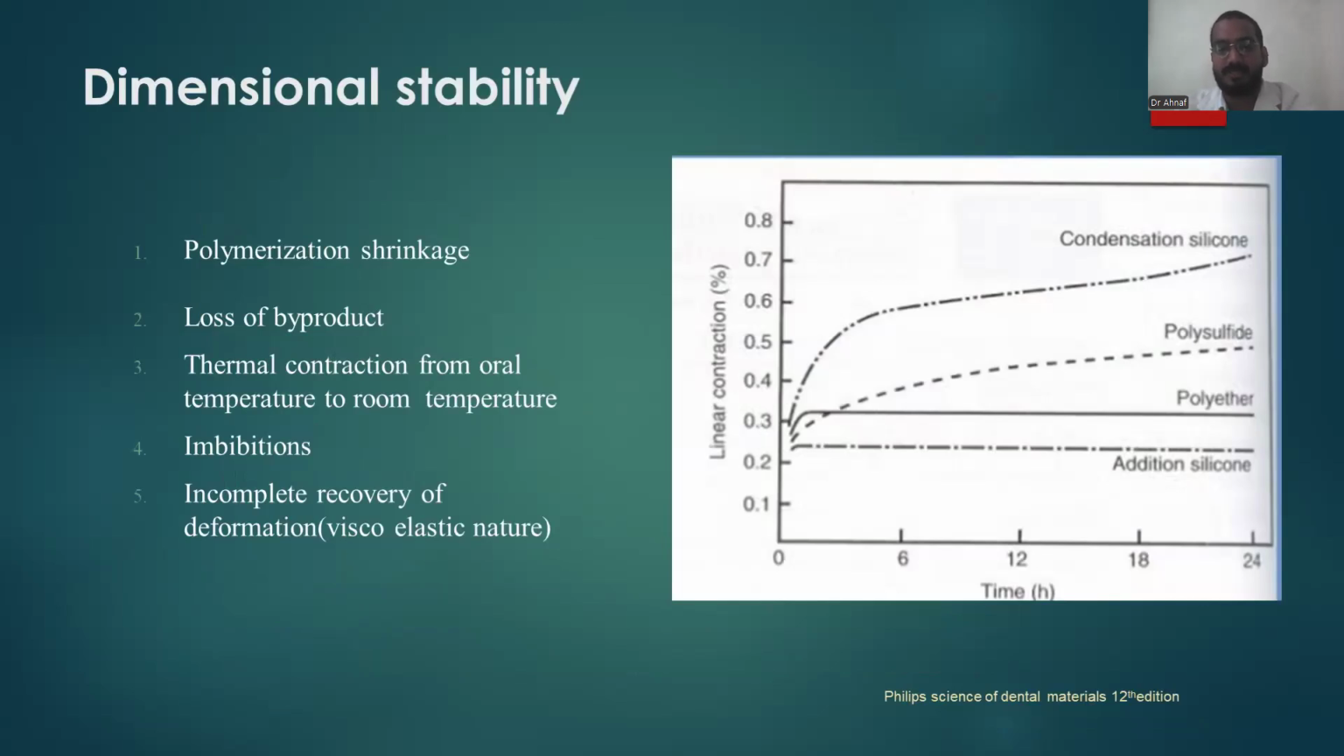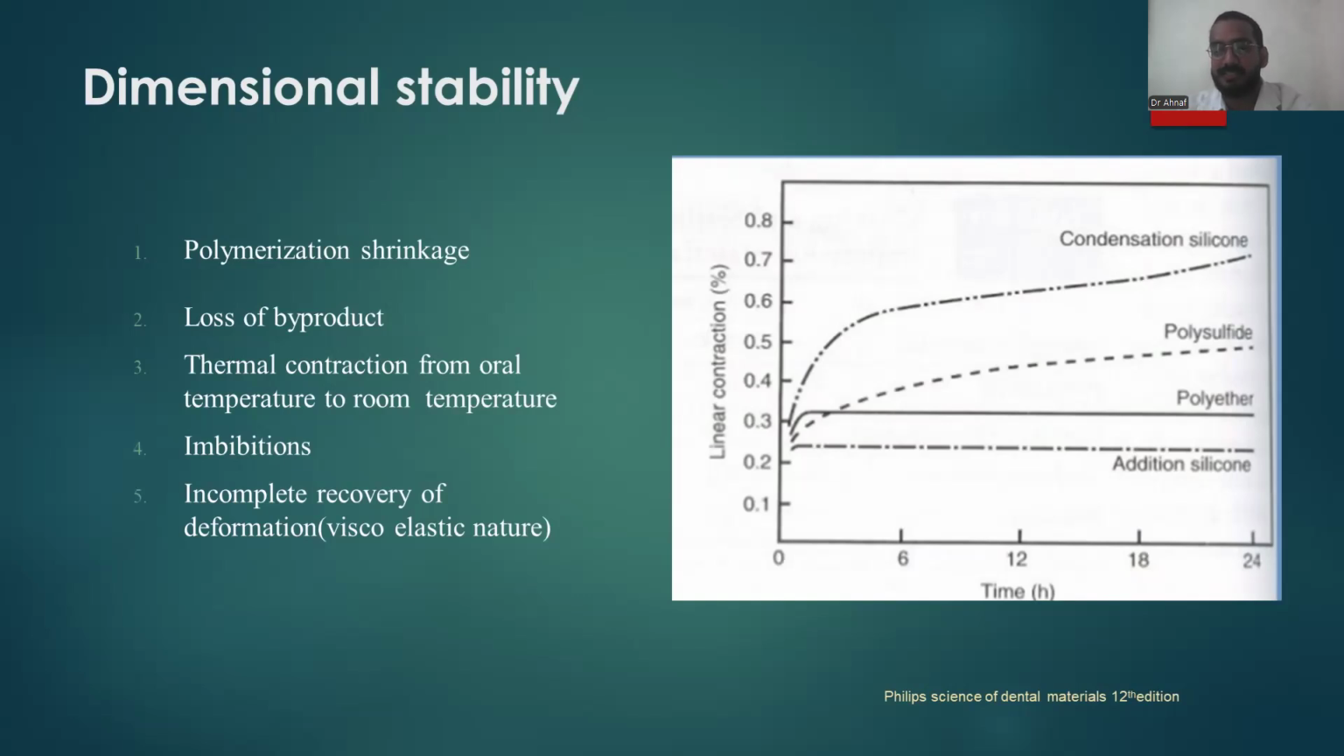So let's move to dimensional stability. Compare addition silicone, polyether, polysulfide, and condensation silicone. In this XY graph, we can see linear contraction against time. Addition silicone is mostly constant, between 0.2 and 0.3 percent even after 24 hours.